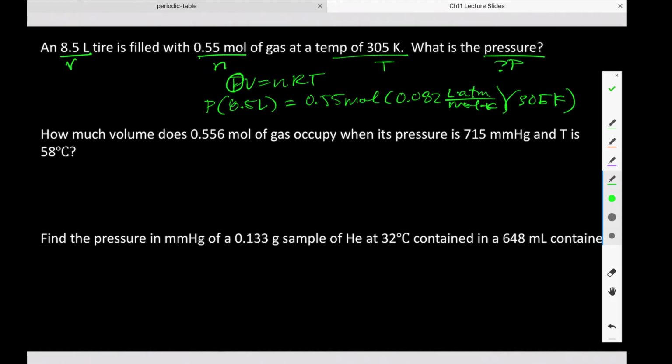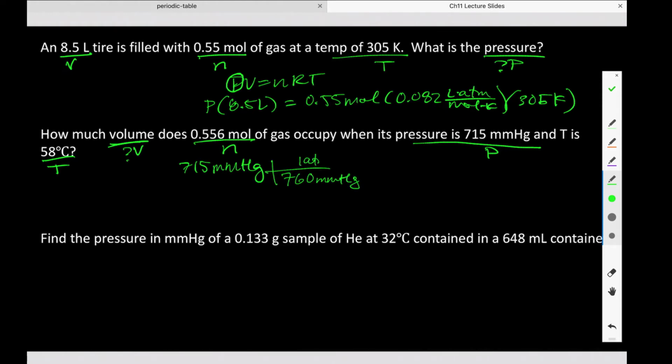Okay, so how much volume, so this is my question, does this many moles, which is n, of gas occupy when its pressure is this, and T is this? So again, no reference to change, we're just looking for that last piece of information. So we would just use, ding, ding, ding, the ideal gas law. So P is 715 millimeters of mercury, and as you write that, you would think to yourself, oh, that's right. So you would go ahead and convert that, 760 millimeters of mercury is equal to 1 atmosphere, right?